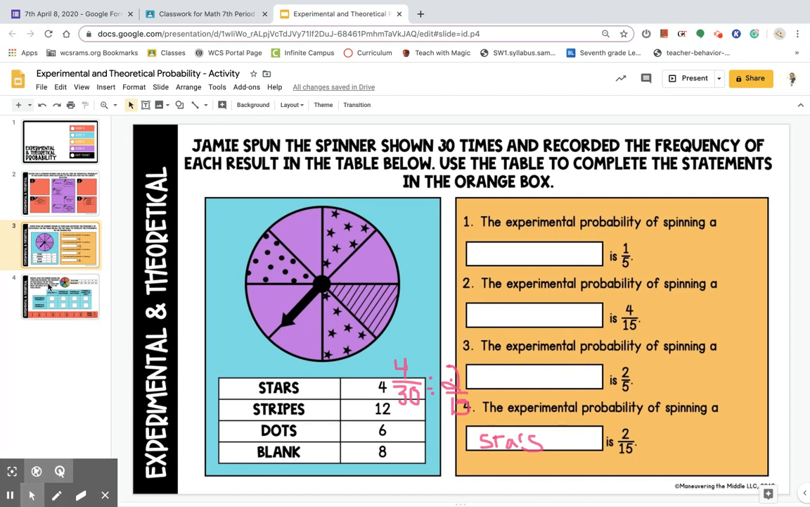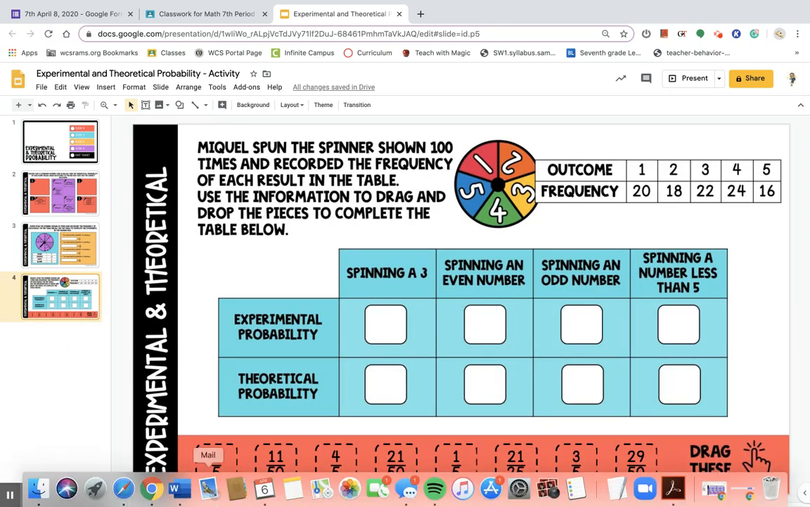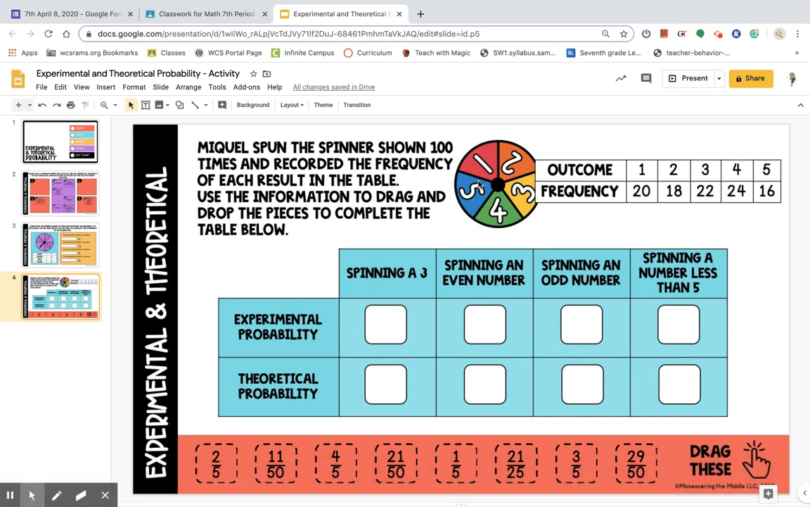So that's what you're going to do for each of them. And the last slide, it says Miguel spun the spinner shown 100 times and recorded the frequency of each result in the table right here. Use the information to drag and drop the pieces to complete the table below. So here's our spinner with 1, 2, 3, 4, 5. And the frequency means, so the 20 for the 1, that means out of the 100 times that she spun, 20 times of that it landed on the 1.